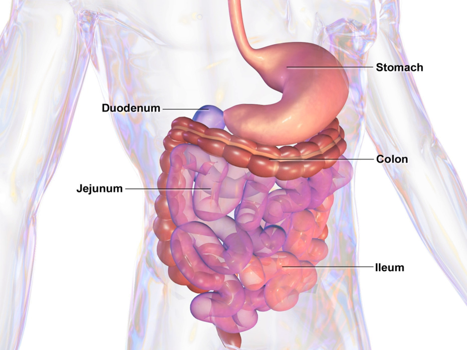The mucosae are highly specialized in each organ of the gastrointestinal tract to deal with the different conditions. The most variation is seen in the epithelium.